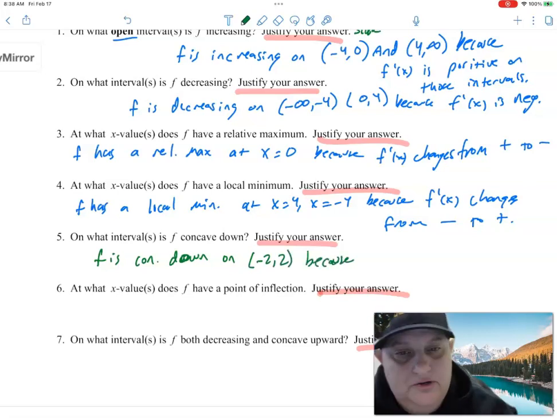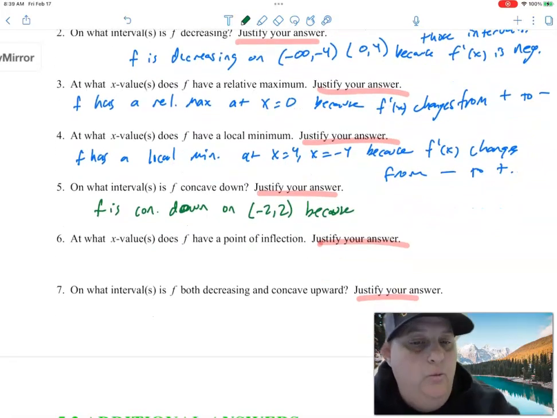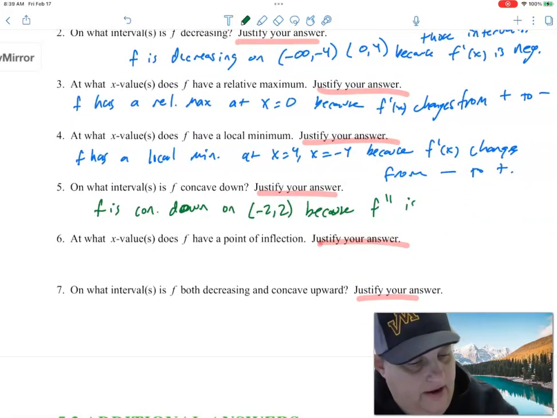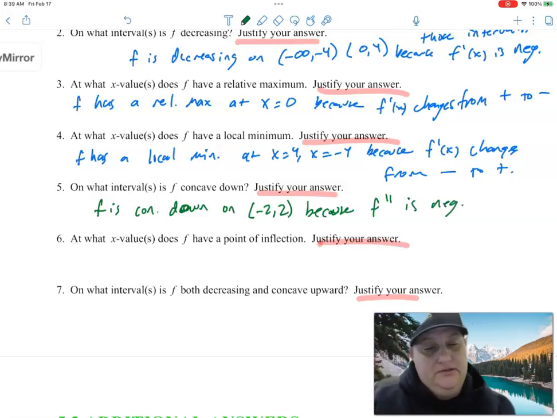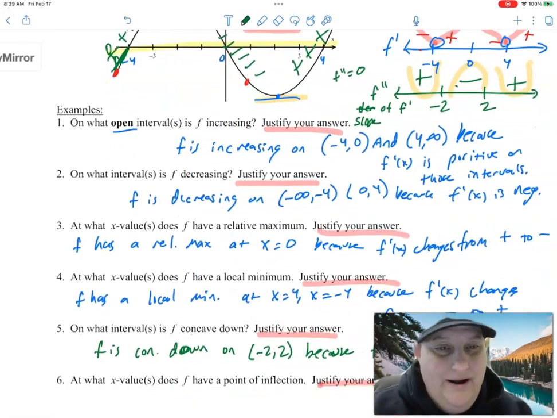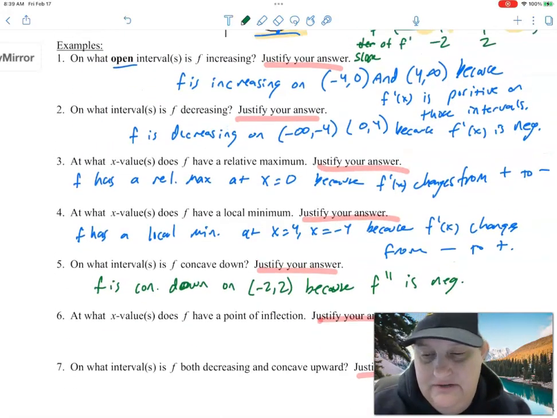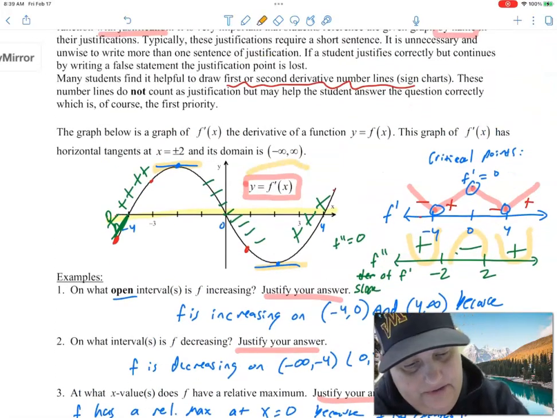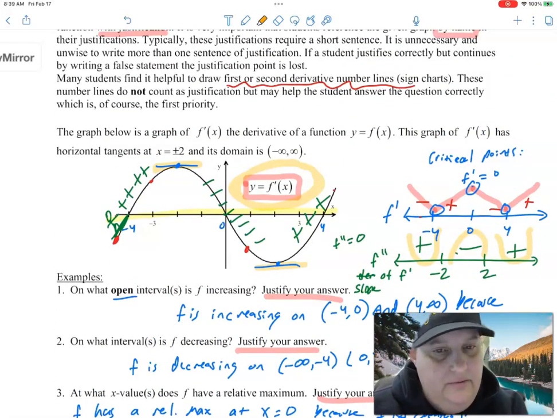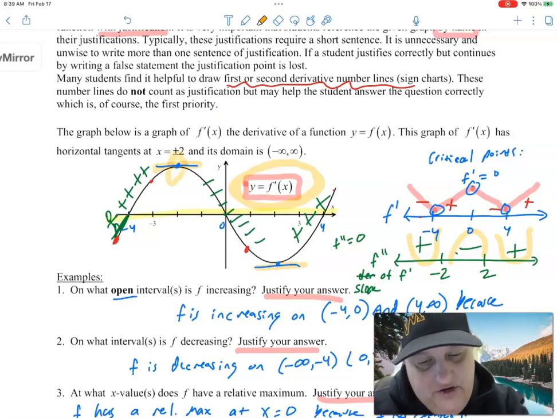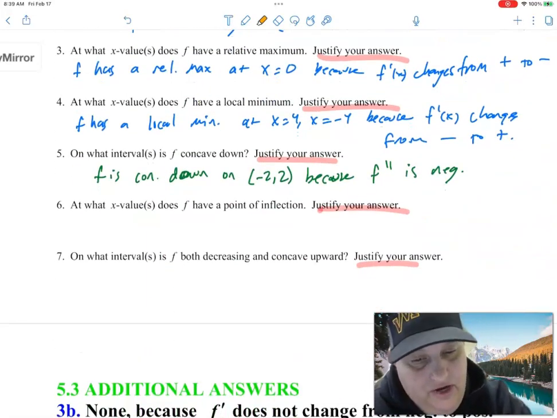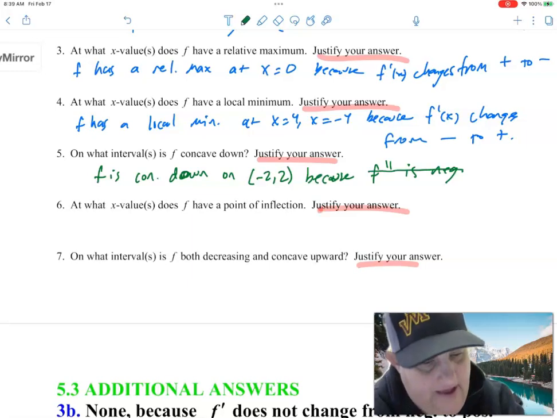Because, now here's where this gets a little bit tricky. I want to say f double prime is negative. But we're not allowed to use that as a justification, because the graph didn't tell me anything about f double prime. It told me something about f prime. So why is it actually changing concavity here? Because f prime is changing from increasing to decreasing. But I have to say it in f prime words. So I'm not allowed to say that.